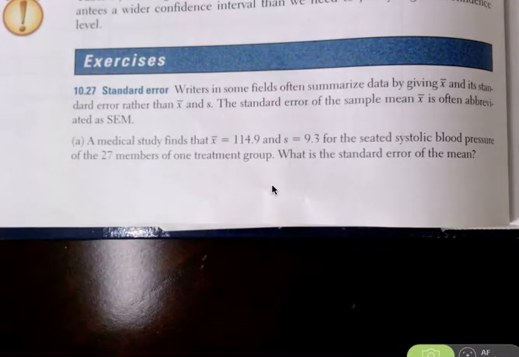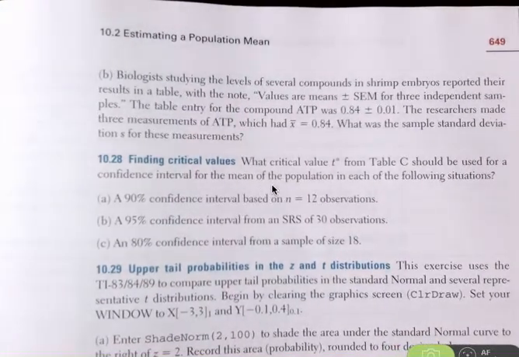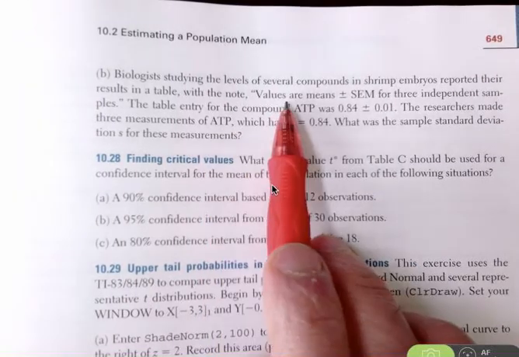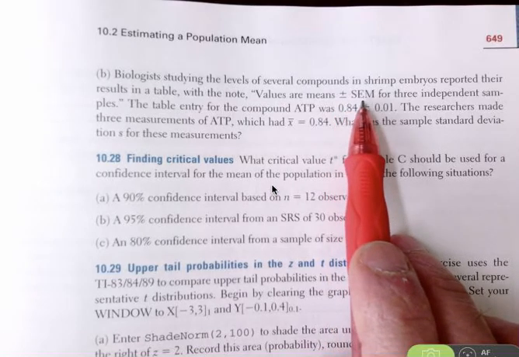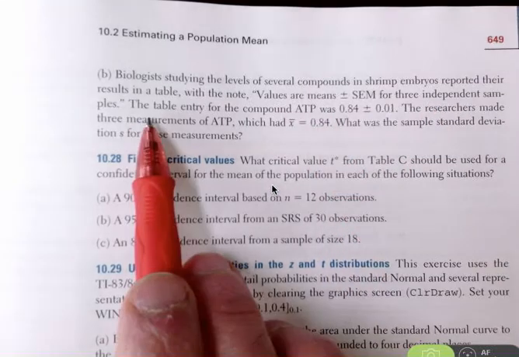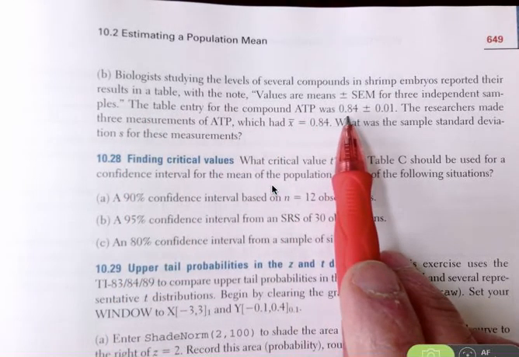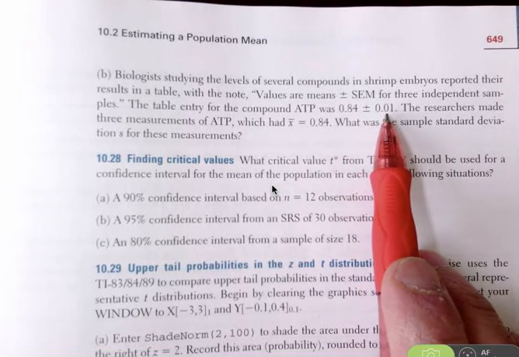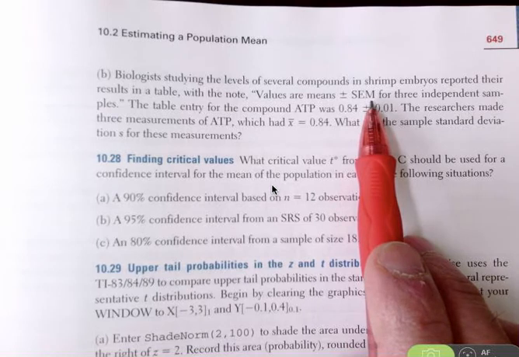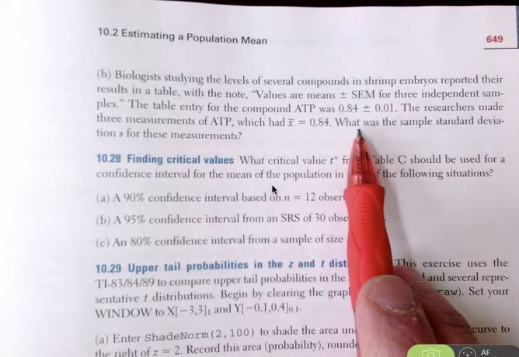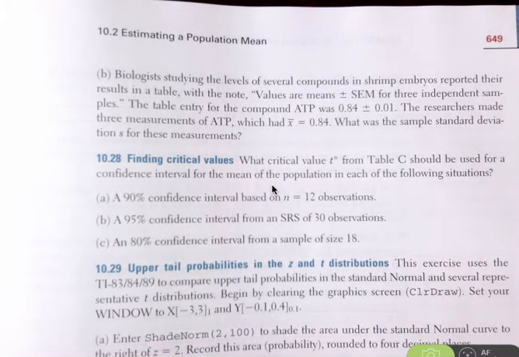And on the second part of the question, part B, the values that are given are means plus or minus the standard error of the mean for 3 independent samples. So for this compound ATP, the table entry was 0.84 plus or minus 0.01, where that 0.01 represents the SEM, the standard error of the mean. And your job is just to work backwards to figure out what the sample standard deviation for these measurements was.